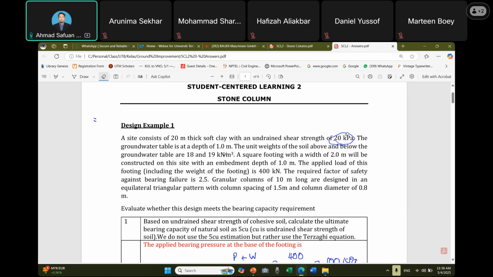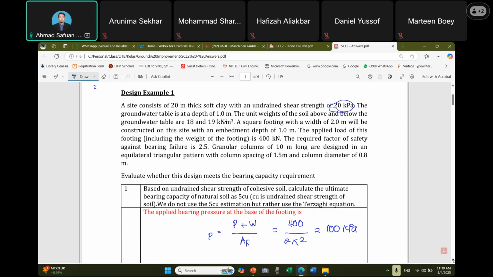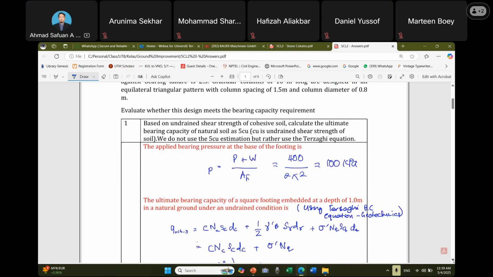So then the granular column is 10 meter long. Okay, so it is a floating type. Why? Because the soft clay is 20 meter thick, but the column is 10 meter long only. So then they use a triangular pattern with spacing 1.5 and column diameter of 0.8. All right, so we look at how to solve the example.